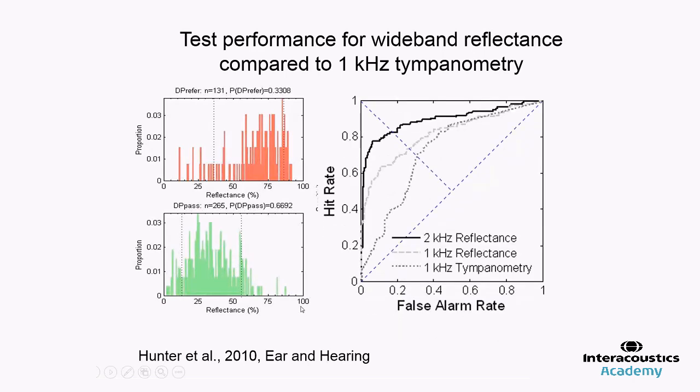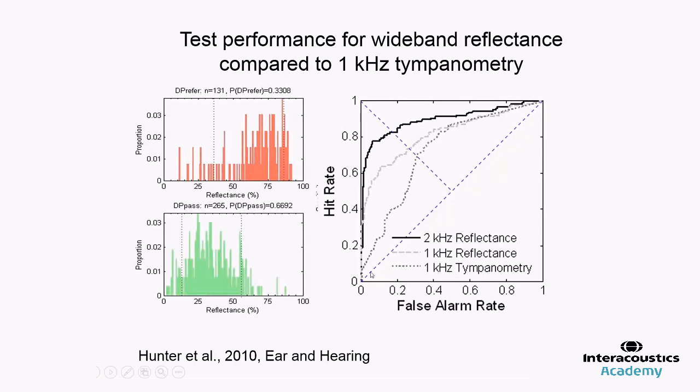And so if we look at that in terms of a test performance type of analysis, what we can see is that the hit rate reaches around 80 to 90% with a pretty low false alarm rate. So we've got 80 to 90% sensitivity with a false alarm rate of around 20 to 30%, which is pretty good. So this is in the newborn period, and that's for reflectance at around 2 kilohertz. Reflectance at 1 kilohertz didn't perform quite as well. That's the light gray line. But compared to 1 kilohertz tympanometry, reflectance performed much better.